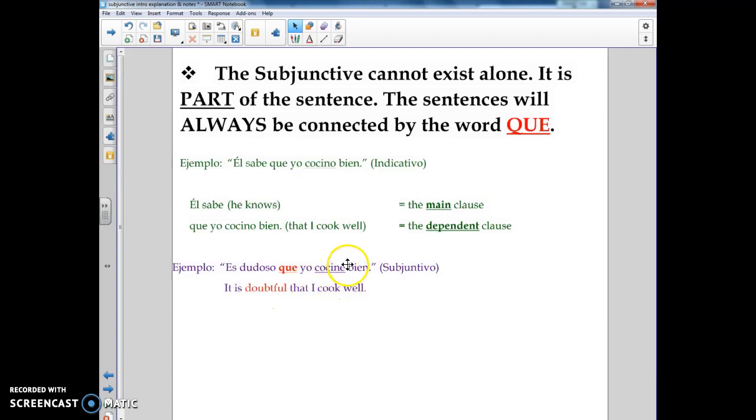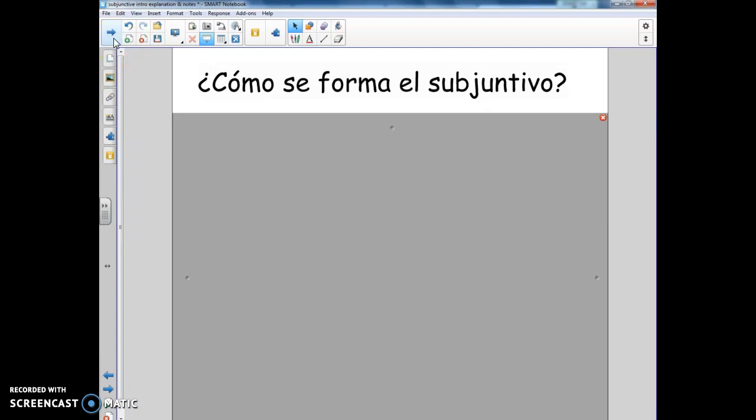So you'll notice that this conjugation of cocinar looks a little bit different. I'll show you how that form of cocinar is formed. But it's also important to keep in mind that you're going to have some conjugating at the beginning of the sentence. And this beginning part of the sentence is going to use the indicative. So it's going to use what you have learned up to this point. It's the second half, the subjunctive half of the sentence, that's using this new conjugation. Okay, so we'll worry more about that later. But ¿cómo se forma el subjuntivo? How do we form the subjunctive?